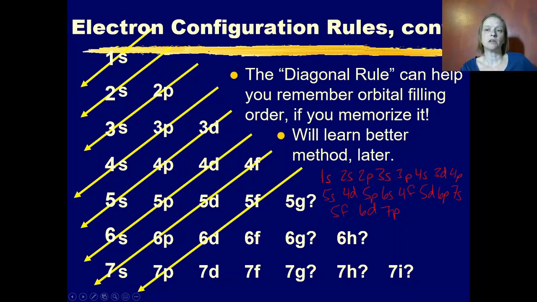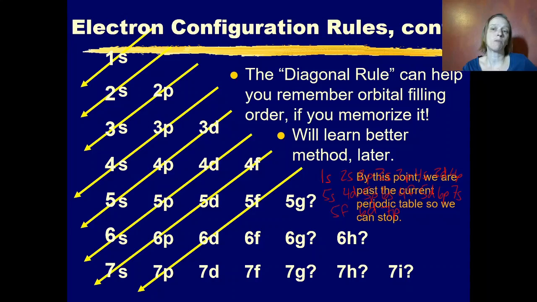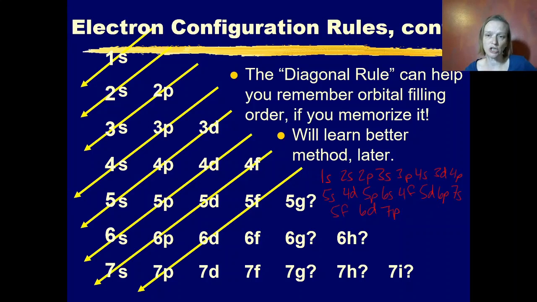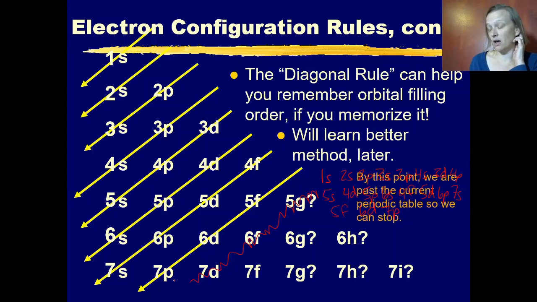At this point, we are past the current periodic table, so we can stop. We don't keep on drawing diagonal lines. We never have to use this G, or we never get up to 6F or 7D, just because with the number of electrons you can place in these energy sublevels, you never get up this high.